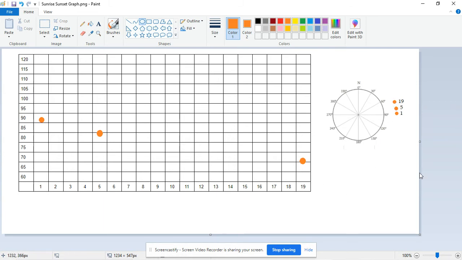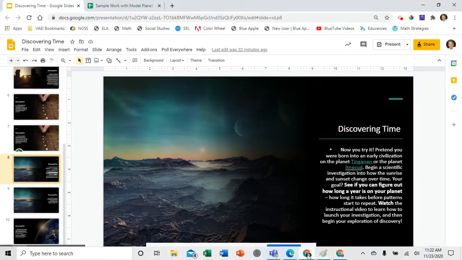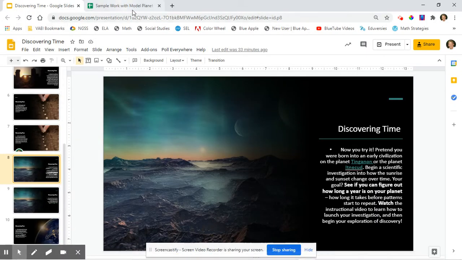And if we extend this graph out, if we kept doing this for more days, we could see if we can find when that pattern starts to repeat, when the pattern starts to do exactly the same thing again. And that would give us the length of a year. How many days does it take before the pattern starts to repeat? So we have given you a great tool to help you analyze this on these two different planets.